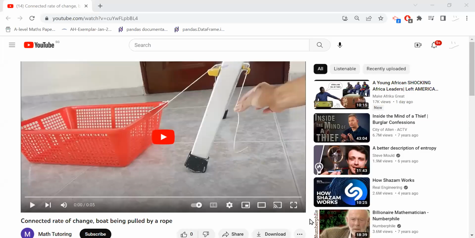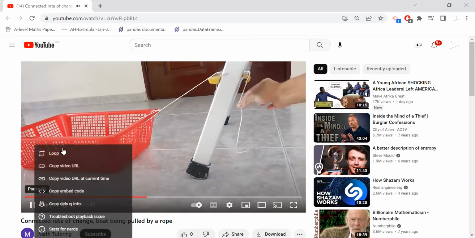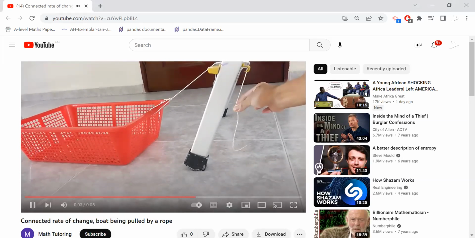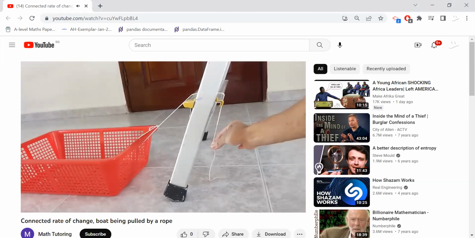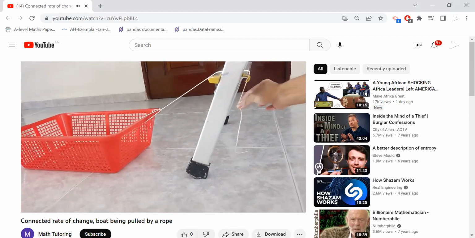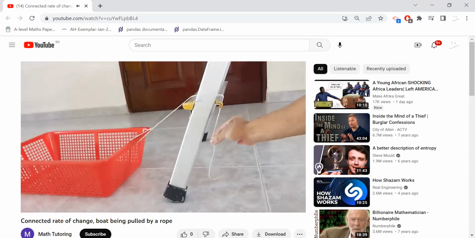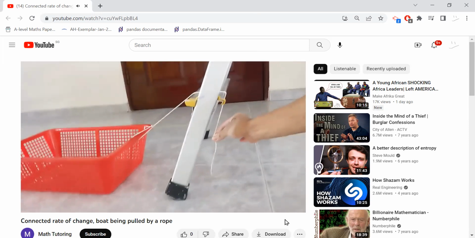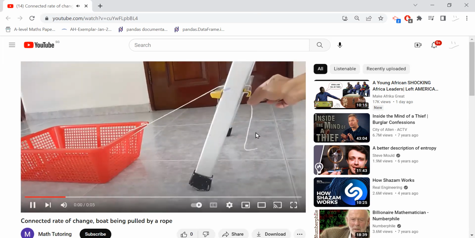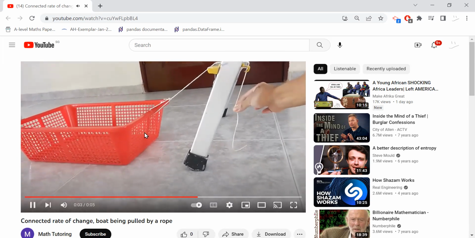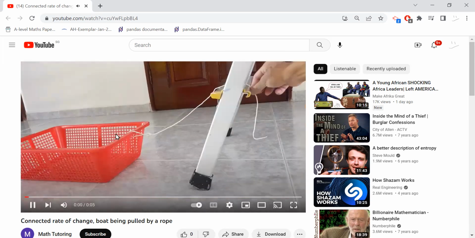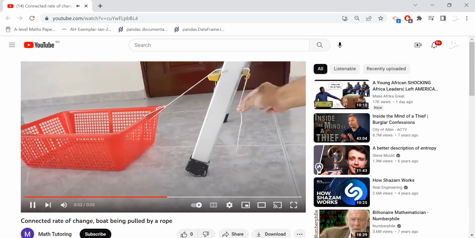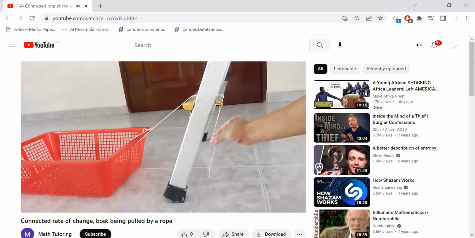Okay, I'm going to share my screen. Can you see? Is the screen being shared? Can you understand what's going on? Like the guy's pulling the string. That guy is me. There is a rope. There's a basket, it's representing the boat, and you're tugging the boat along the string.